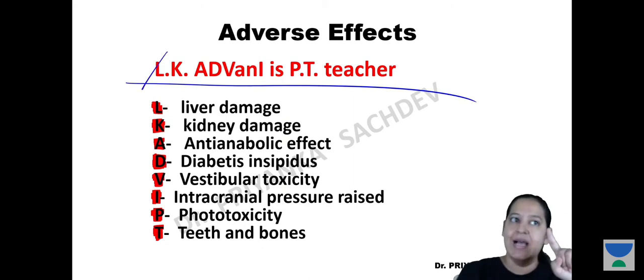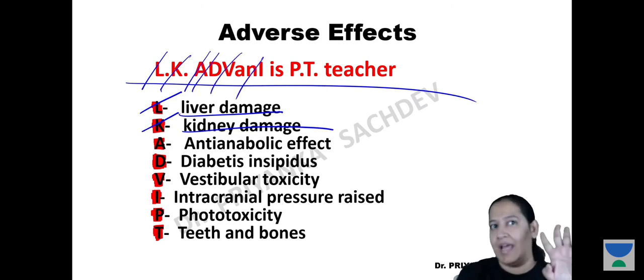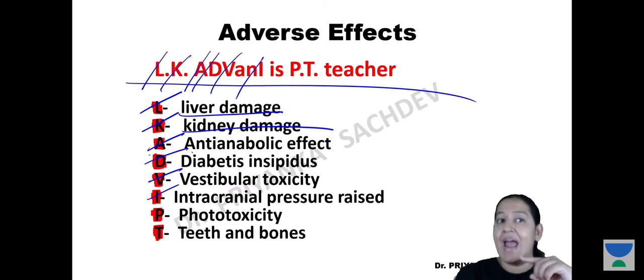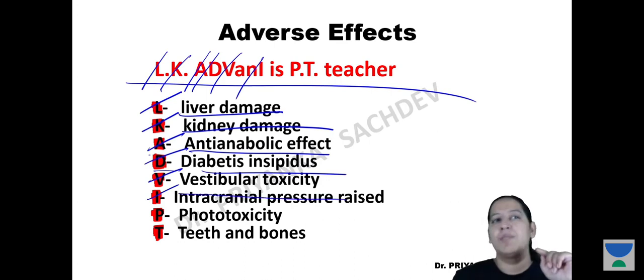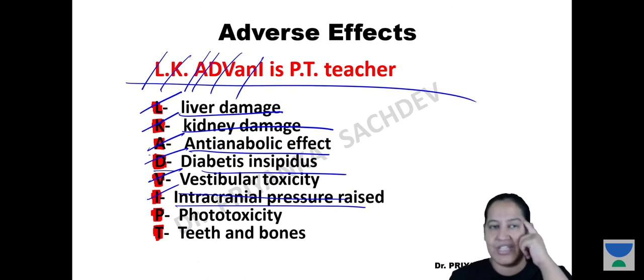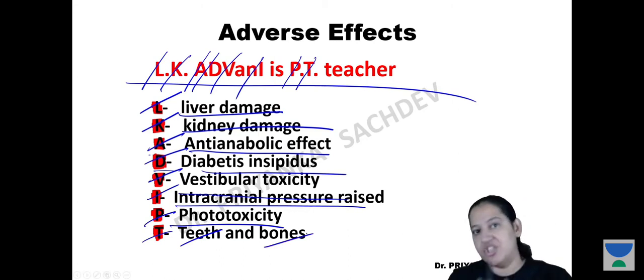So L stands for liver damage. K stands for kidney damage. In Advani, the A, D, V, and I are used. A is for anti-anabolic effects. D is for diabetes insipidus. It is not diabetes mellitus, it is diabetes insipidus. V is for vestibular toxicity, and the I in Advani is for raised intracranial pressure. P is phototoxicity, and T is teeth and bone, with chelation in the teeth and bone.